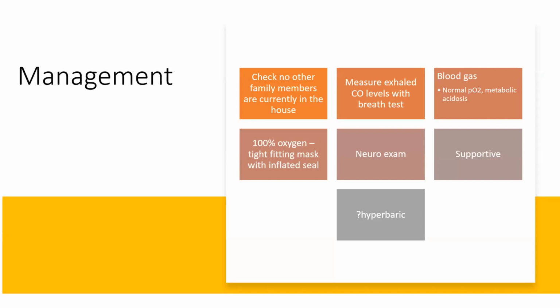You need a blood gas. You don't kind of have to do it, because if you're suspecting carbon monoxide poisoning, you expect their PO2 to be normal. So VBG may be fine, as you can see, metabolic acidosis. But if you're not sure, an ABG will be useful because if they've got a deranged oxygen, it's probably not carbon monoxide poisoning. And then 100% oxygen, you need to give as much of it as you can. So you want a tight fitting mask with an inflated seal. Neuro exam's important to see their baseline because a lot of people get prolonged neuro symptoms afterwards. And then supportive, and in very severe cases, definitely hyperbaric chambers.